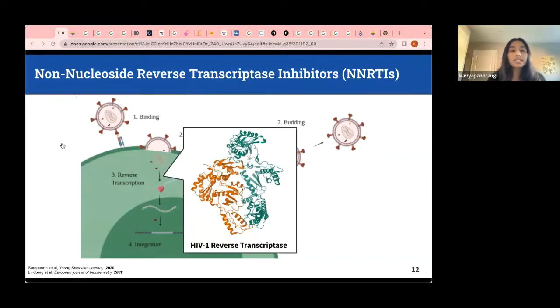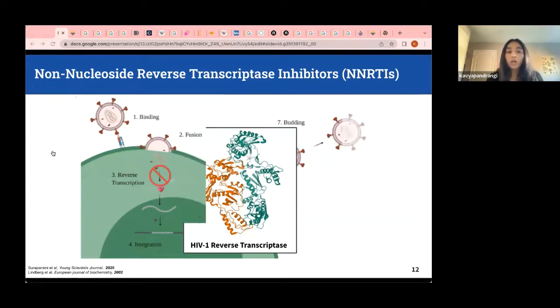So a very important step that I didn't really touch on in the last slide is step 3 that you see in this diagram, which is called reverse transcription, where HIV converts its viral RNA to DNA. And this step is done by the enzyme reverse transcriptase. And without this conversion, HIV is unable to replicate.